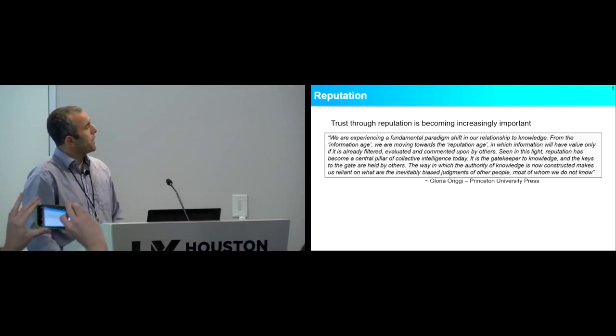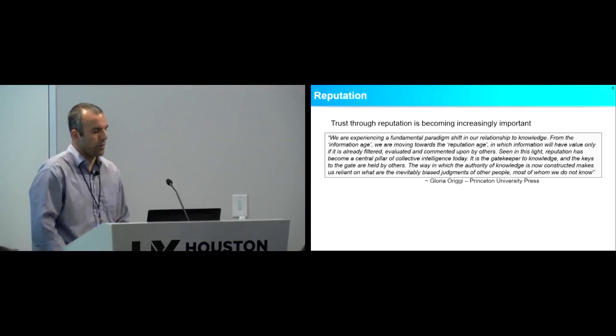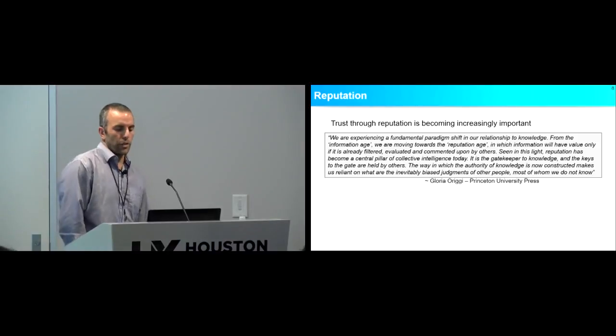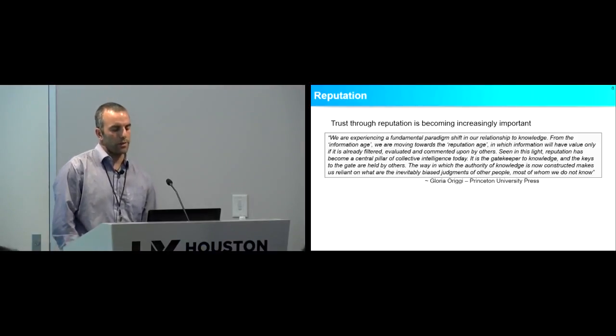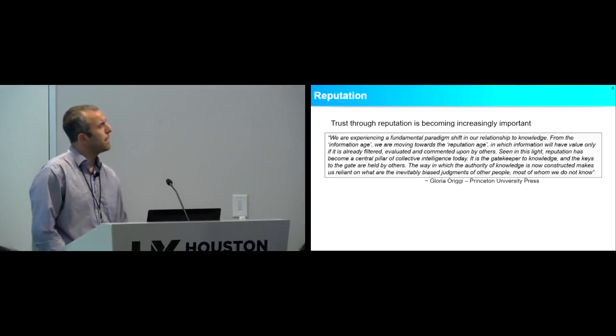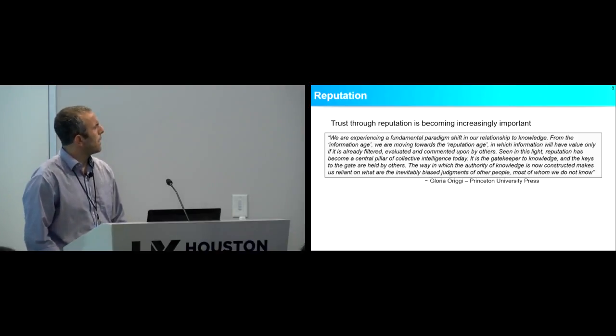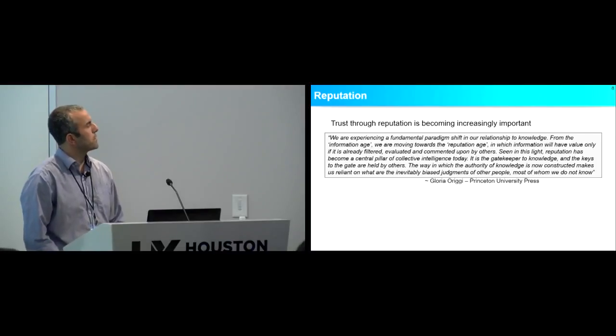We are experiencing a fundamental paradigm shift in our relationship to knowledge. From the information age, we are moving toward a reputation age in which information will only have value if it is already filtered, evaluated, and commented on by others. Seen in this light, reputation has become a central pillar of collective intelligence today. It is the gatekeeper to knowledge, and the keys to the gate are held by others. The way in which the authority of knowledge is now constructed makes us reliant on the inevitably biased judgments of other people, most of whom we do not know.